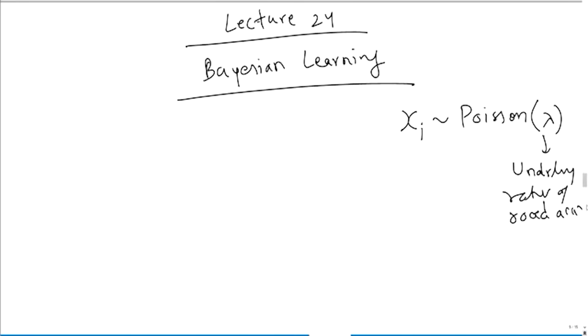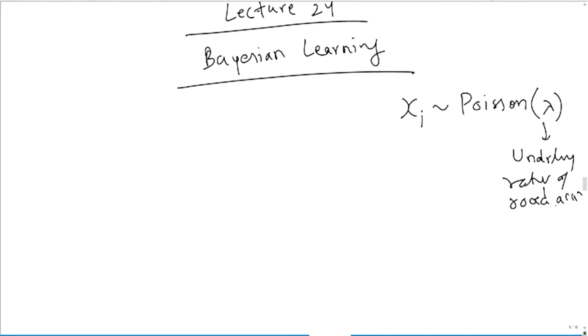Okay. So this is our likelihood assumption. Now we need to set up some prior assumption. We need to specify prior assumptions of lambda. So let's say our prior assumption about lambda is P of lambda. Okay. Now how does Bayesian learning work?